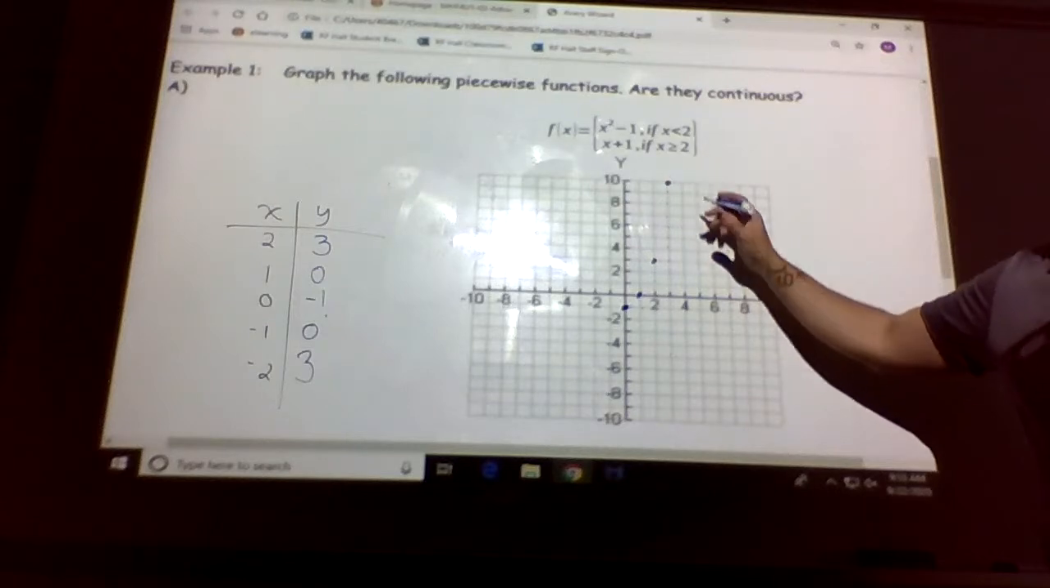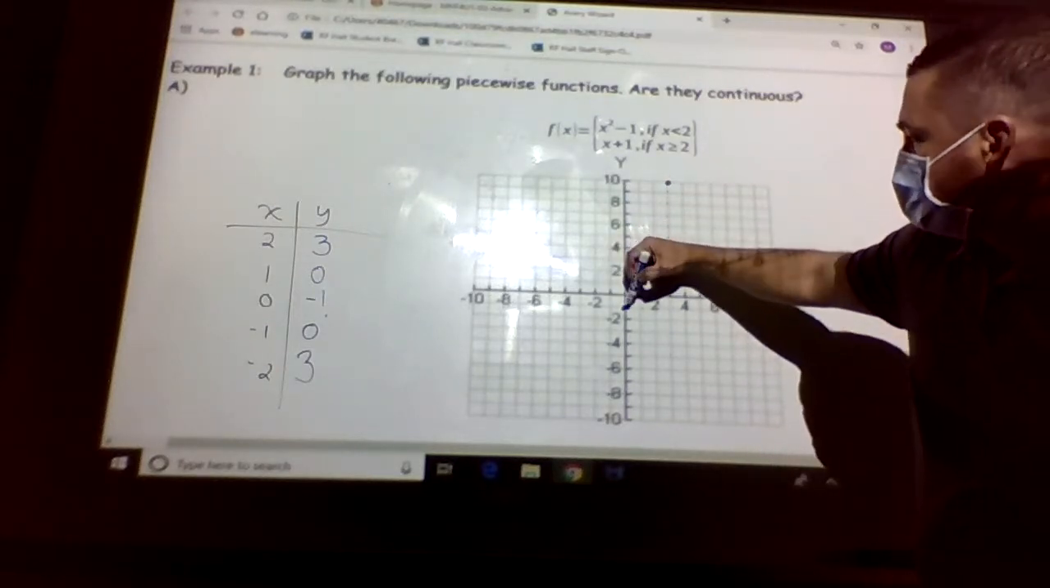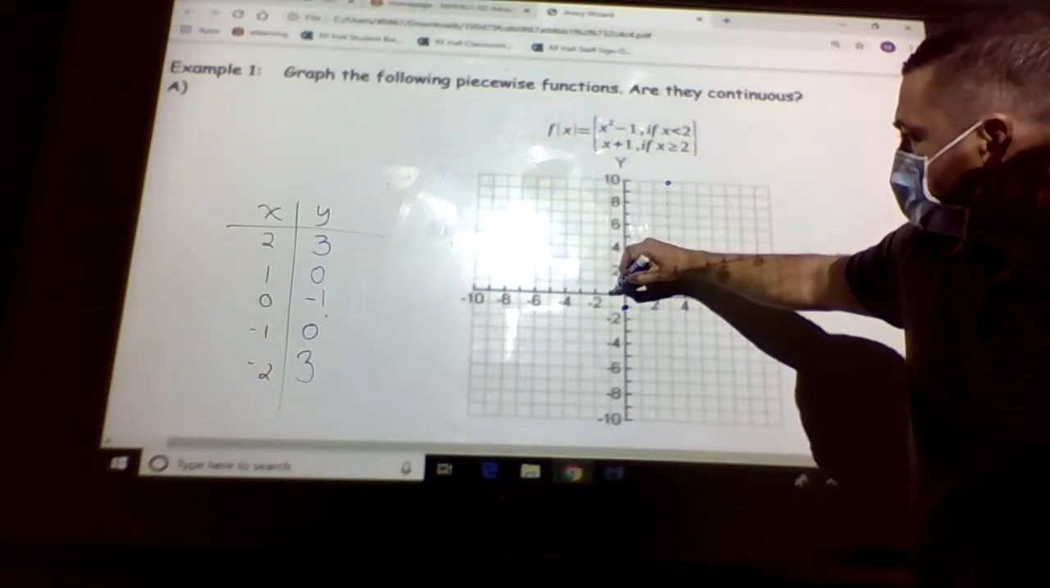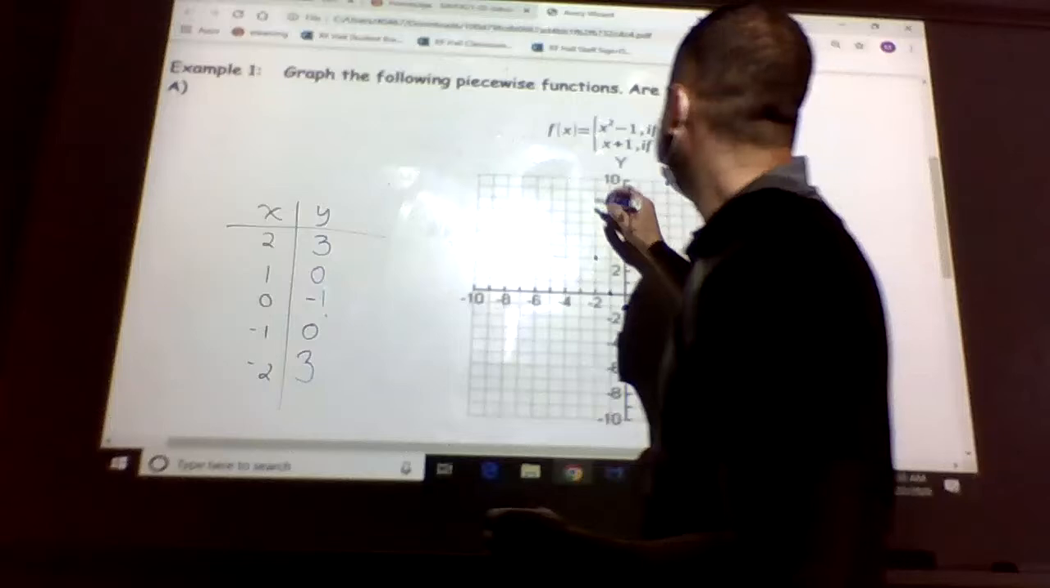But don't worry, I'll erase. Don't copy this out yet. Then do the same on the other side. 1 left, 1 up. 1 left, 3 up. And then over here.